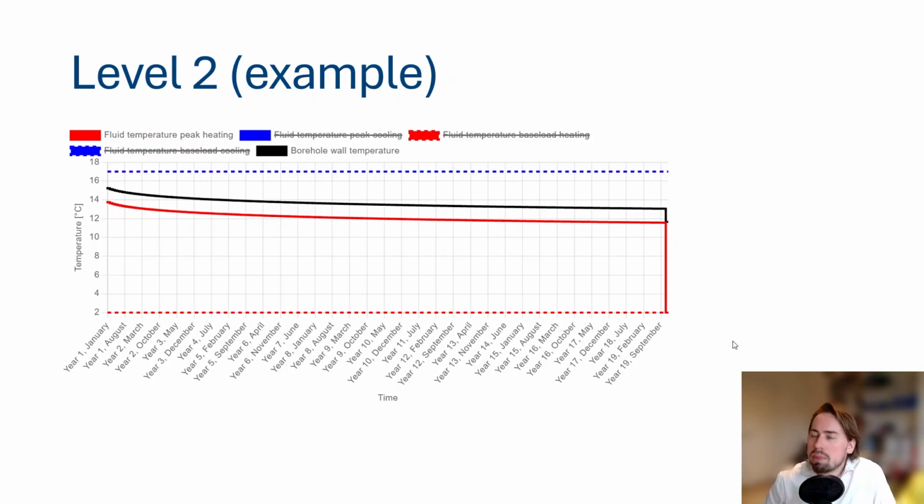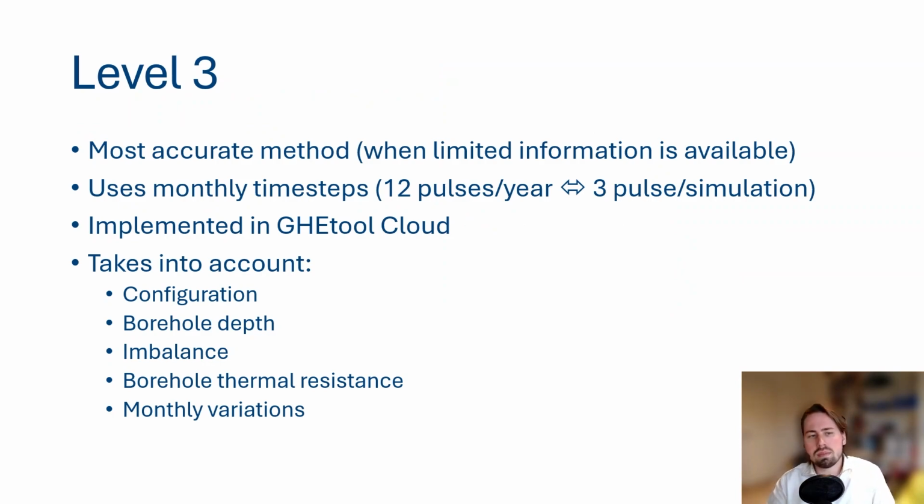But now let's move to the methods which are actually implemented into GHEtool, which is the level 3 method, which is the most accurate method when you have limited information. What it does is it moves away from 3 pulses for the whole simulation period towards 12 pulses per year. So we take into account every month for this method. It's implemented into GHEtool Cloud.